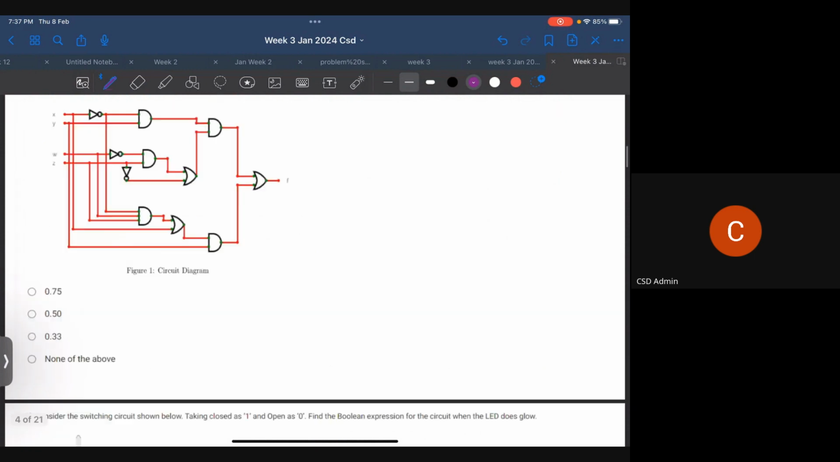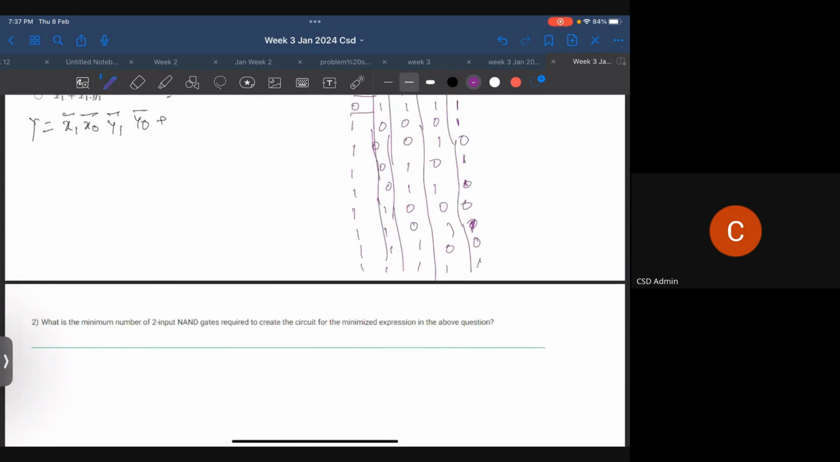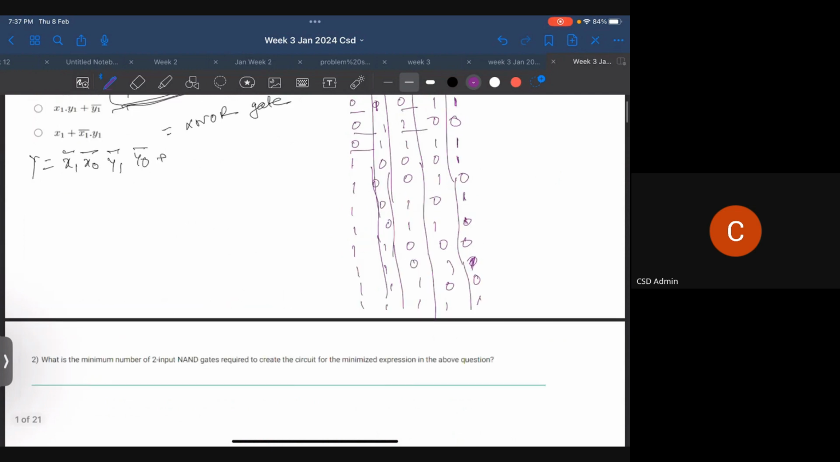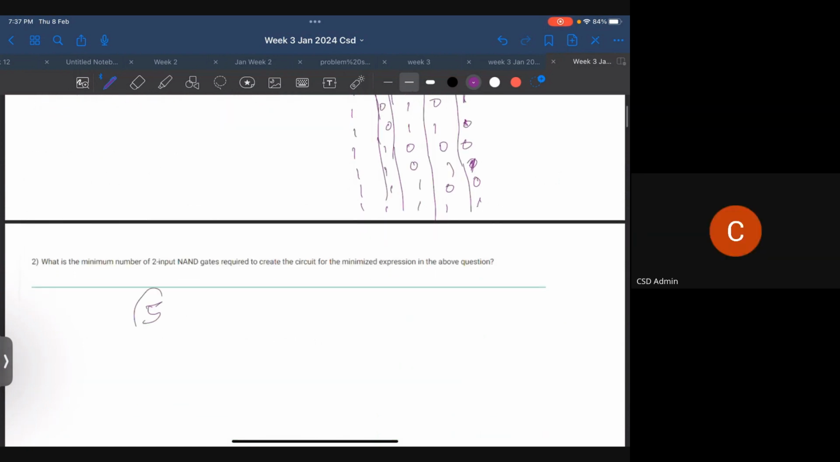Here in this question, what is the minimum number of 2 input NAND gates required to create the circuit for a minimum expression? You can see that this is the XNOR gate expression, right? So you require 5 NAND gates. I hope you get it, right? Able to get it.